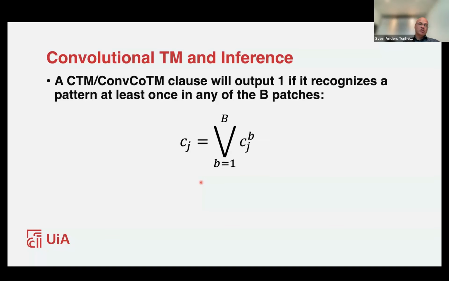During inference, what is special with the convolutional Tsetlin machine is that a clause will output one if it recognizes a pattern at least once in any of the B patches evaluated. So it's an OR function over all what you could call the sub-clause outputs during the convolution.